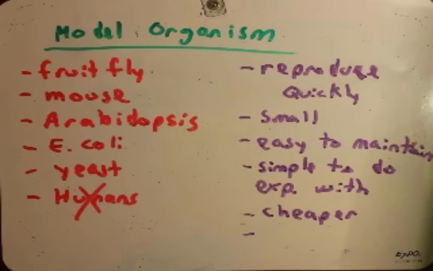So why are humans or elephants or rhinoceroses not good model organisms? Well, we can see up here they don't reproduce really quickly. They're certainly not small. They would not be easy to maintain in a laboratory. They're not simple to work with. People frown when we intentionally mutate humans, so that's not a good strategy. And they're not cheaper either. Model organisms tend to be very important in basic biology research because we can do a lot more experiments with these organisms, and what we learn about them tells us a lot about more complex organisms, like humans.